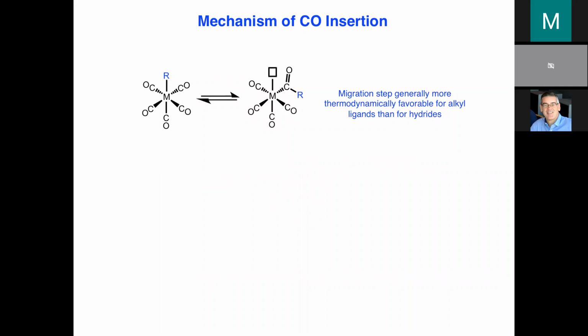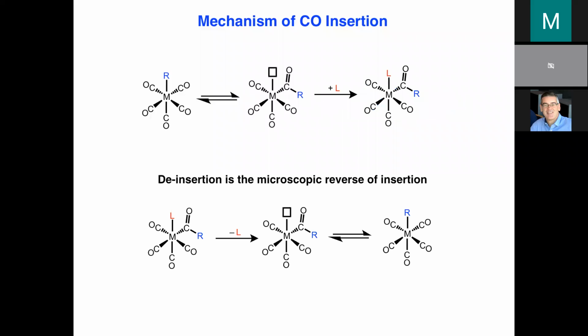So how does this insertion process occur? This does not go by an associative process where that exogenous ligand is coming in and first binding to the metal center. This is going through an unsaturated intermediate. Formally, what's happening is this R group, whether it be a hydride or a hydrocarbyl ligand, is itself moving and inserting into this cis-CO ligand and giving us this intermediate that's unsaturated. And then in that second step, we can have that ligand come in and occupy that open coordination site.